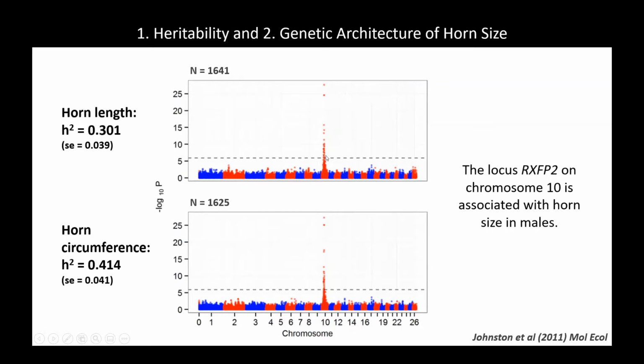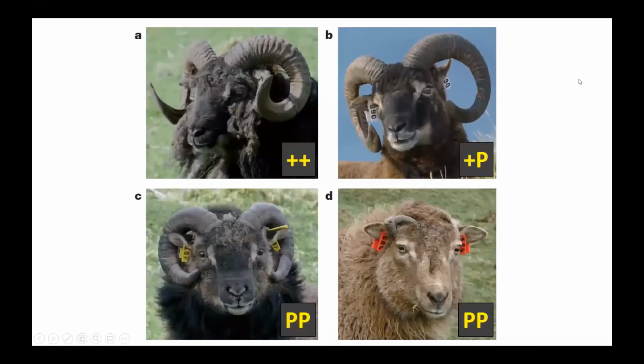And you can see that we have this big peak on chromosome 10, and this corresponds to the locus RXFP2, and this is really strongly associated with horn size in males. Indeed, it explains almost all of the variation that we see in this phenotype. So we were able to use this information to develop a genetic test for horn genotype, so the genotype of RXFP2. And we found this quite interesting segregation pattern.